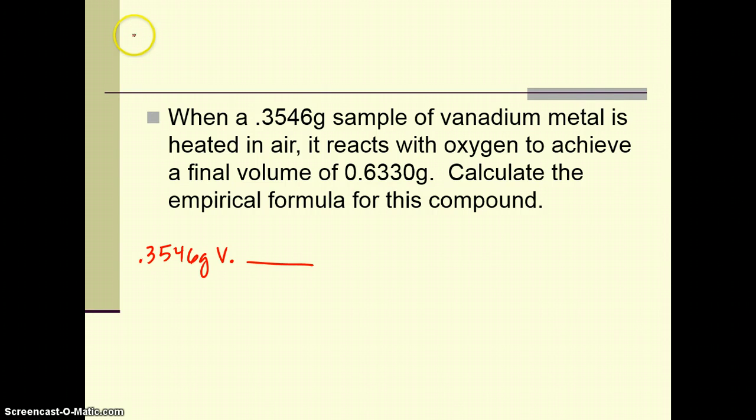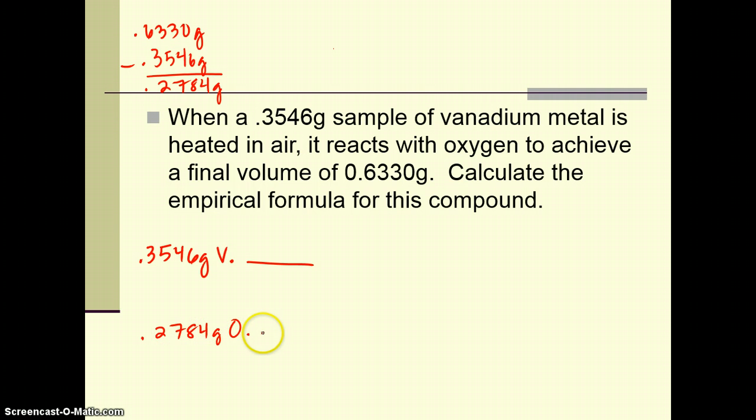I'm going to need to take the 0.6330 grams, which is the total, and subtract the 0.3546 grams, that was the vanadium, and end up with 0.2784 grams. That's going to be my grams of oxygen. 0.2784 grams of oxygen. Again, grams goes on the bottom, moles.